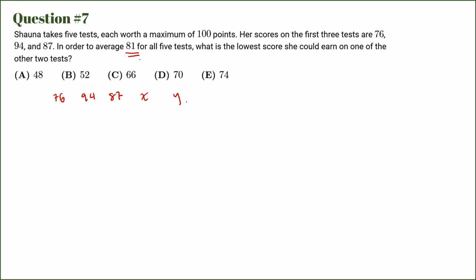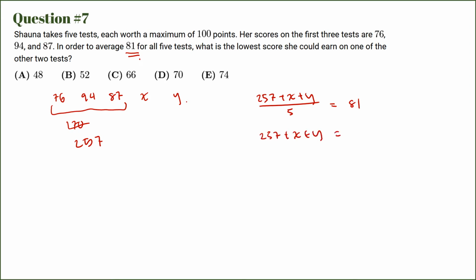And you want to find an average of 81 for all the tests. So first of all, let's add all these together to get 257. So 257 plus X plus Y over 5 equals 81. So 257 plus X plus Y equals 405. So then X plus Y equals 405 minus 257. That would be 148.